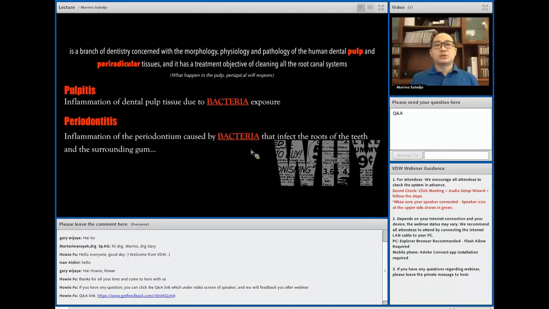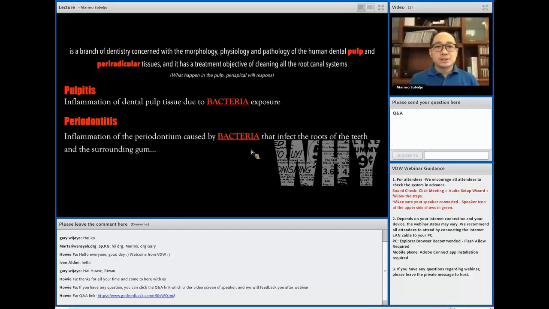And why do we need endodontic treatment then? Usually, if patients come to my clinic and they have pain, in my opinion, there are only two kinds of pain that can come into our office. First, if the patient has pulpitis or they have periodontitis. So what are the definitions, and what actually are the similarities between these two conditions?